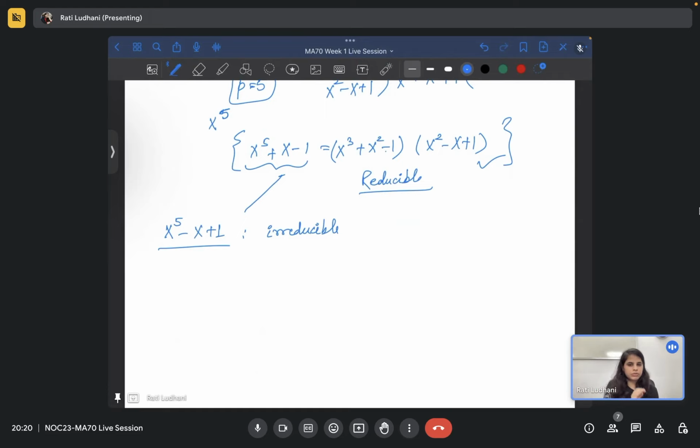I'll just tell you what trick you can use, because as I said, it is not so easy to figure out how exactly you can check. So you take x raised to power 5 minus x plus 1 and you go to F5.